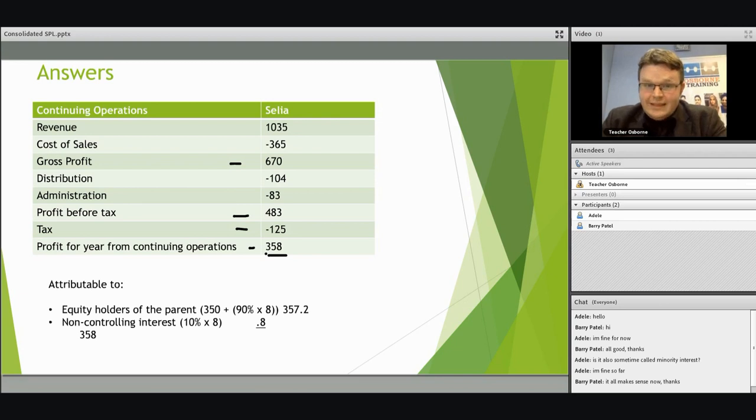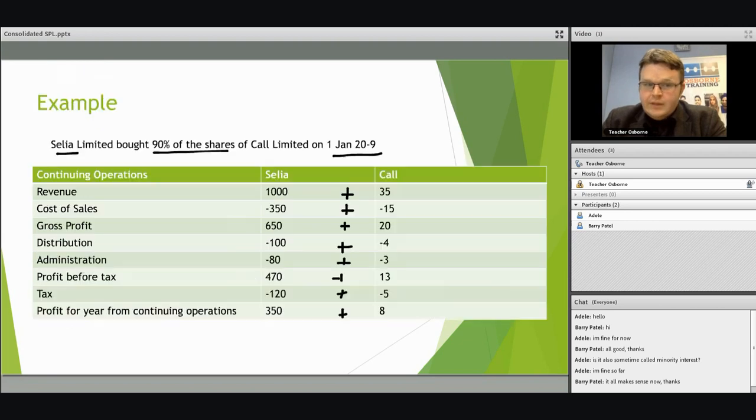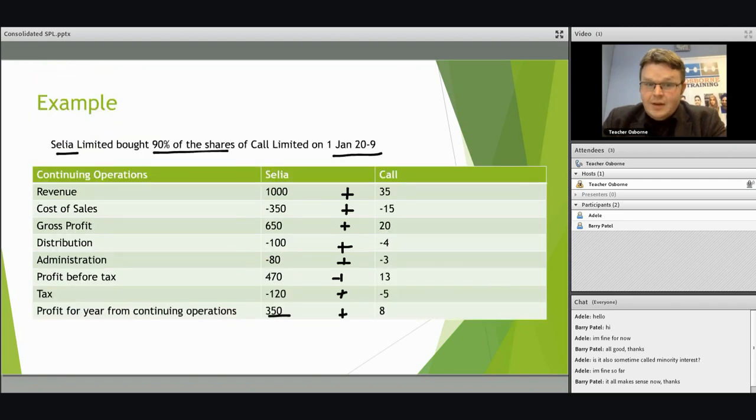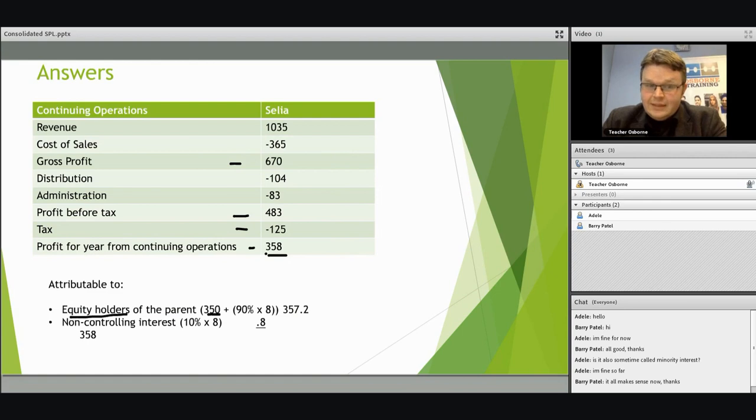So, after we get this amount, we have to figure out what's attributable to who. So, we have the equity holder of the parent. This is their profit. So if we go back here, let's look. You see that their profit is 350. So they get that full 350. Alright? But they have a not wholly owned subsidiary, and that profit after tax, you can see here, is 8. Right? So they get 90% because they bought 90% of the share rights for that. So we add those two together, and that gives us a total profit for the parents of 357.2.